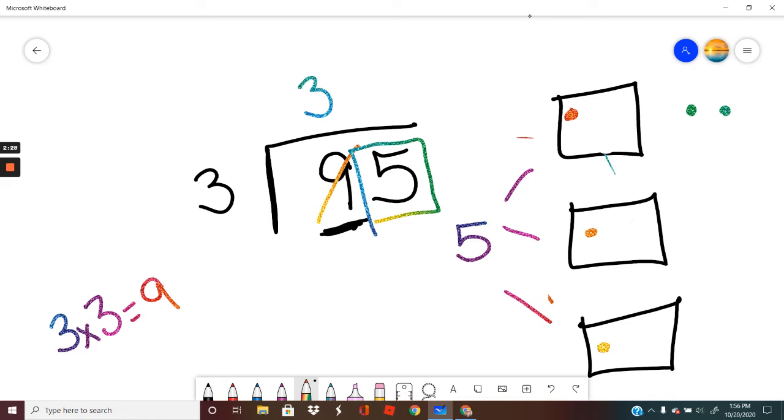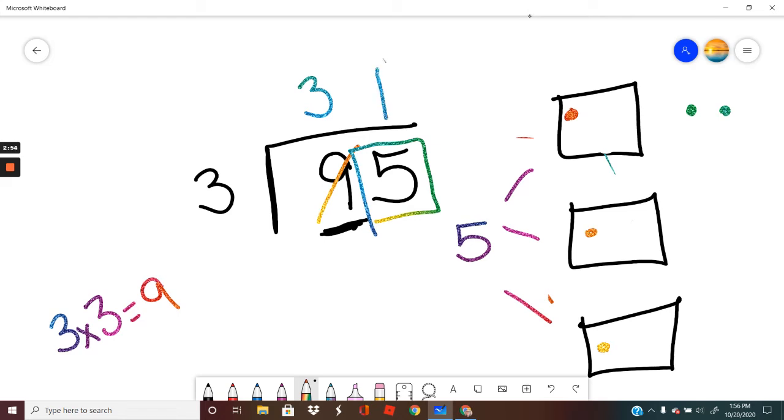So this is 5 pieces of candy to 3 of your closest friends, and you wanted everybody to have the same amount. So you gave 1 to this one, and 1 to this one, and then 1 to this one. But then you realized you only have 2 left, and that's not enough to give to all your friends, so you're going to keep those. So that means 3 went into 5 one time.